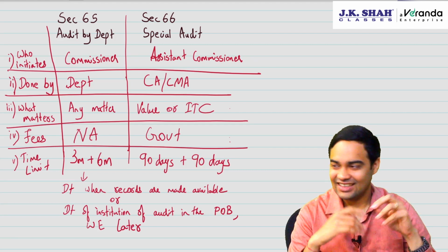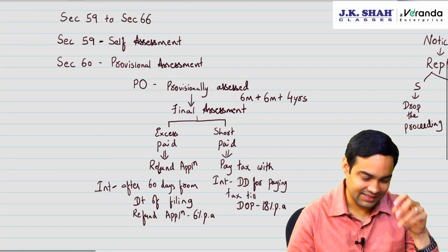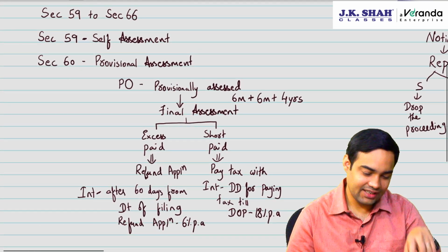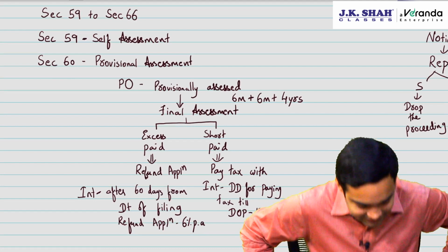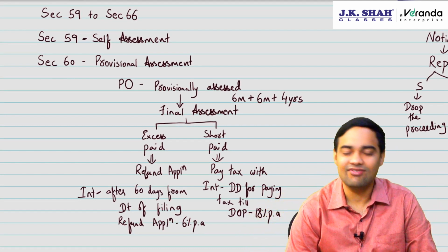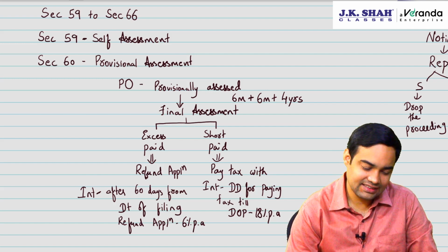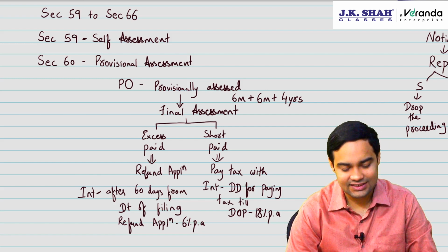Now, let's quickly go through all the points. See, we are discussing assessment and audit. We have section 59 to 66. 59 basically deals with self-assessment. 60 basically deals with provisional assessment.